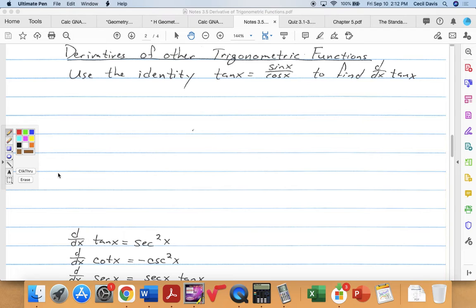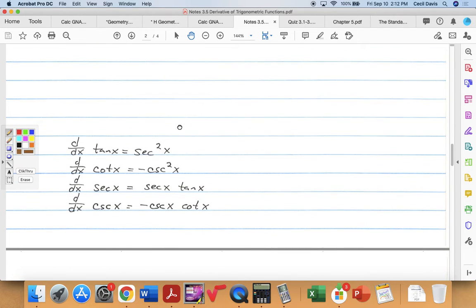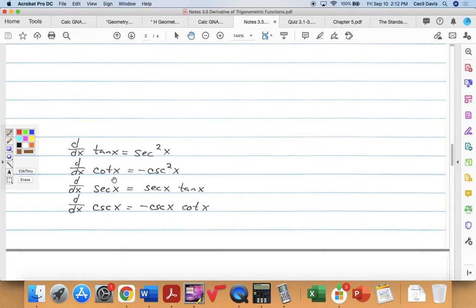Likewise, we could do all of these. The derivative of cotangent is negative cosecant squared. The derivative of secant is secant x times tangent x, and the derivative of cosecant x is negative cosecant x cotangent x. Now, the question always comes up, how do you remember all that? It's a lot to remember.